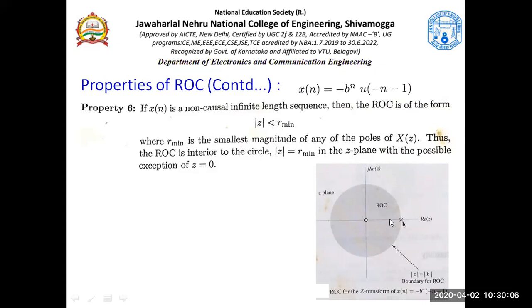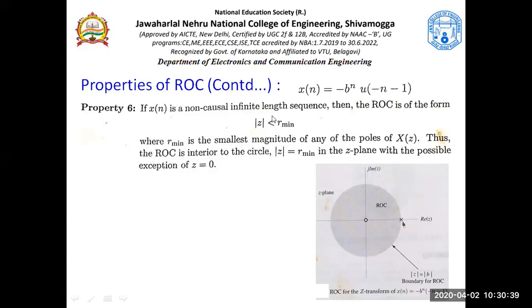That means if you have multiple poles, you have to consider the pole with the minimum value, and draw the circle with that particular radius, R minimum. If you do that, the ROC would be within that circle. That is what it is, Z less than R minimum. Suppose this is B1 and this is B2, and B1 is less than B2, it means you have to draw the circle with radius B1. That is the meaning of R minimum.